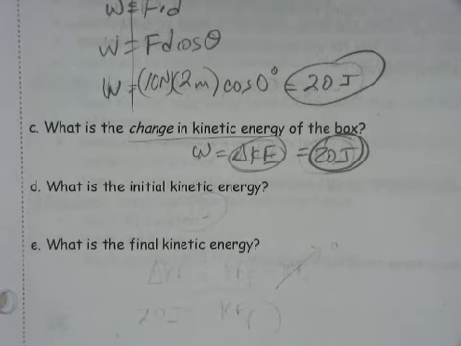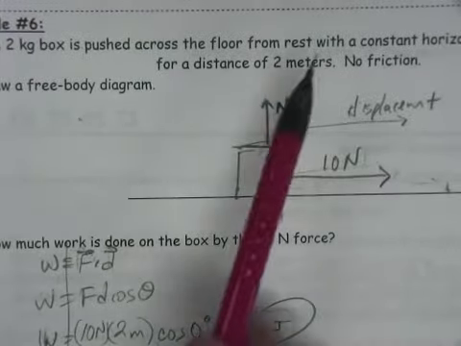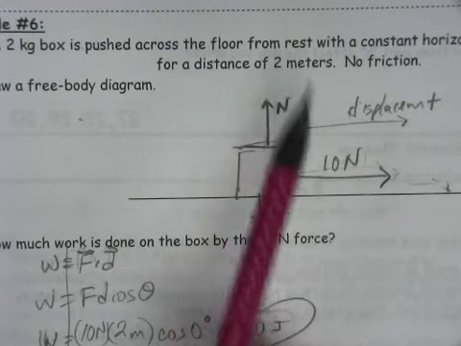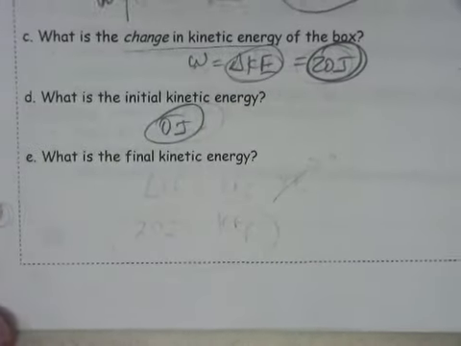All right, part D. What's the initial kinetic energy? Well, to get the initial kinetic energy, I got to go back up to the beginning. And remember this? They told us it started from rest. And if it starts from rest, then our initial kinetic energy is going to be 0 joules.